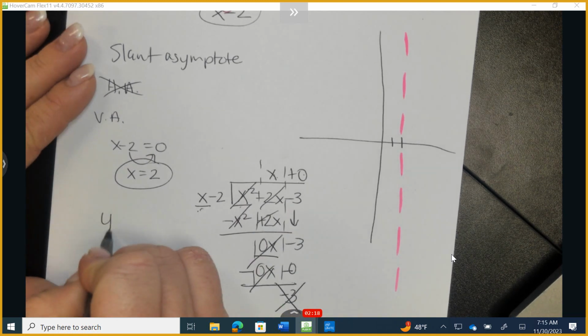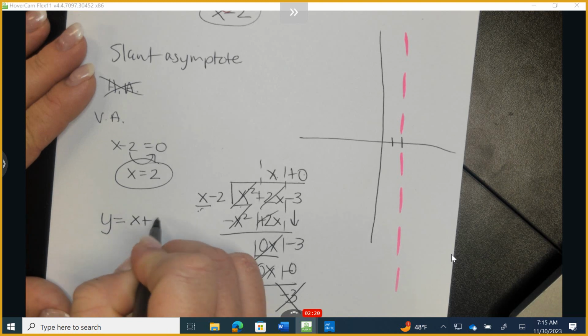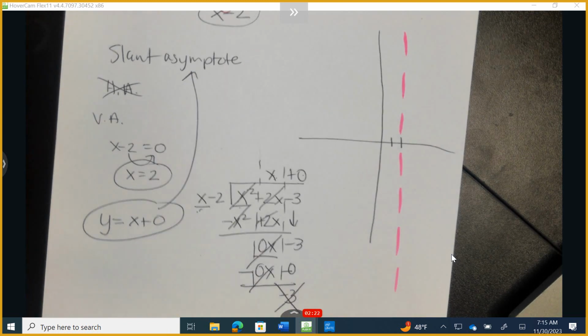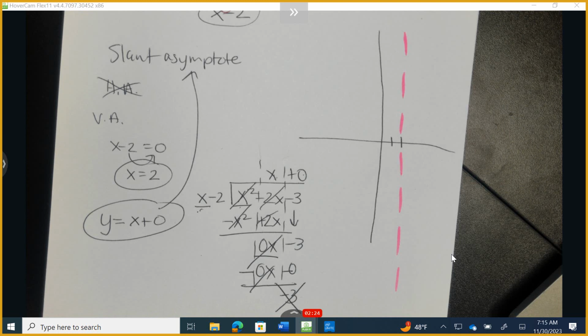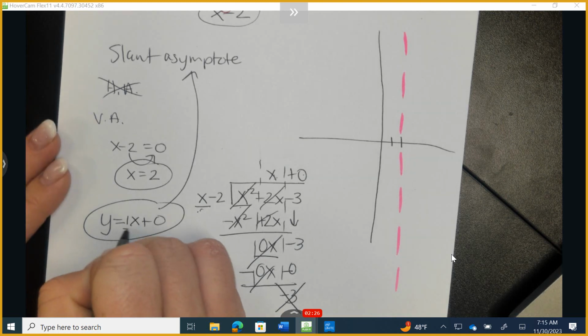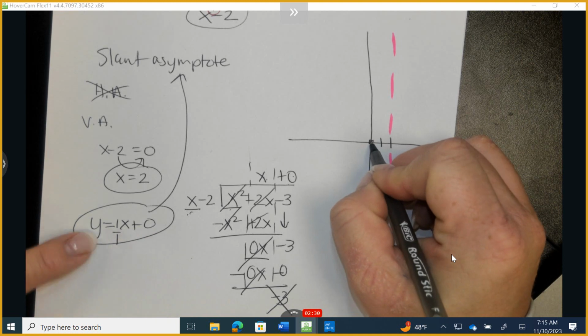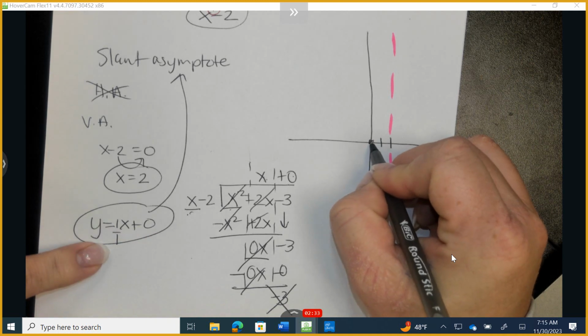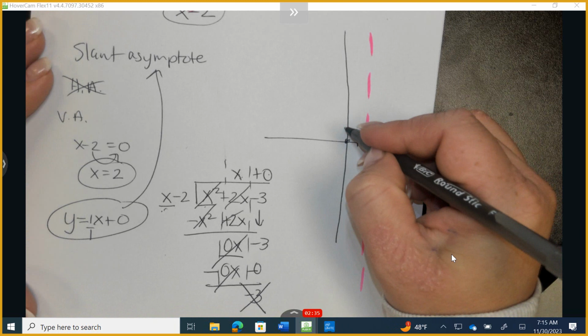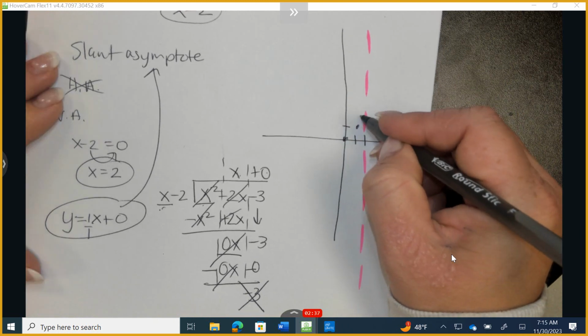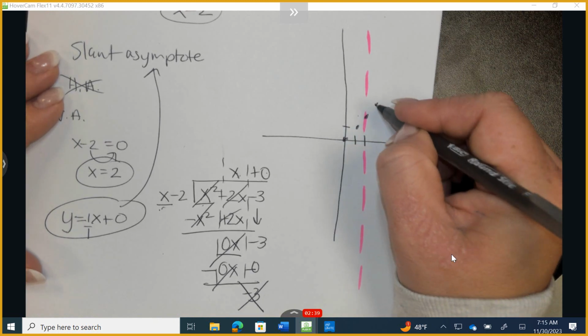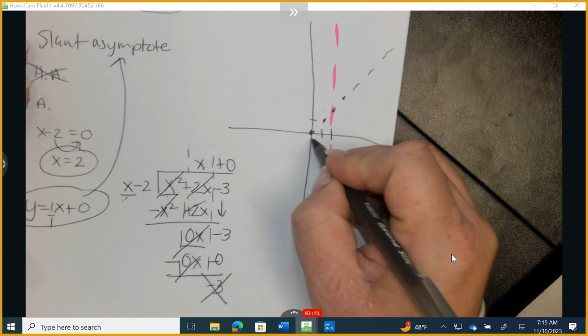What we're going to do is we're going to write down the equation y equals x plus 0. This is my slant asymptote. Now, if you're confused how to do this, think back to 8th and 9th grade. This says start at 0 and make a dot. And then I'm going to use this slope in order for me to construct the graph. Go up 1 and over 1. Up 1 and over 1. And this is a dotted line.